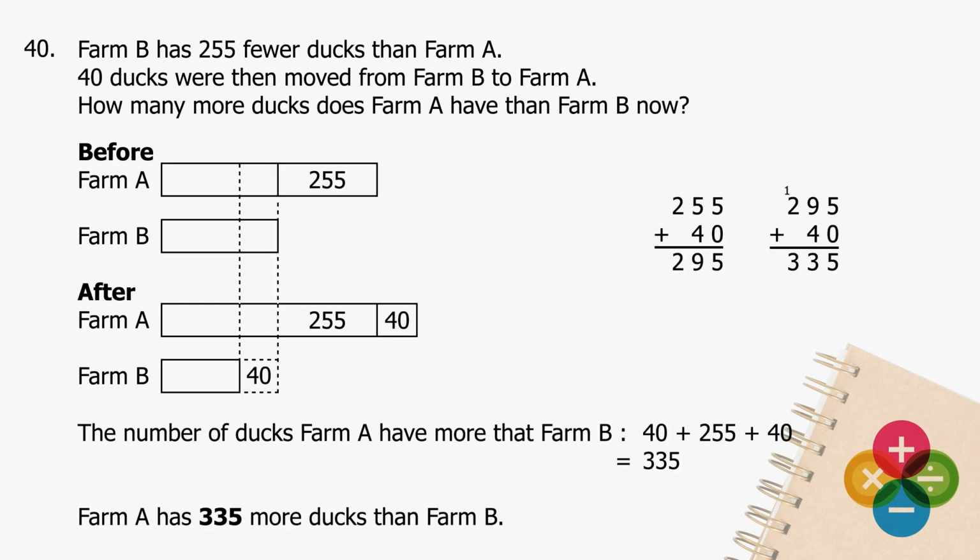The number of ducks Farm A has more than Farm B will be, add 40 to 255, and to 40, and the sum is 335. Farm A has 335 more ducks than Farm B.